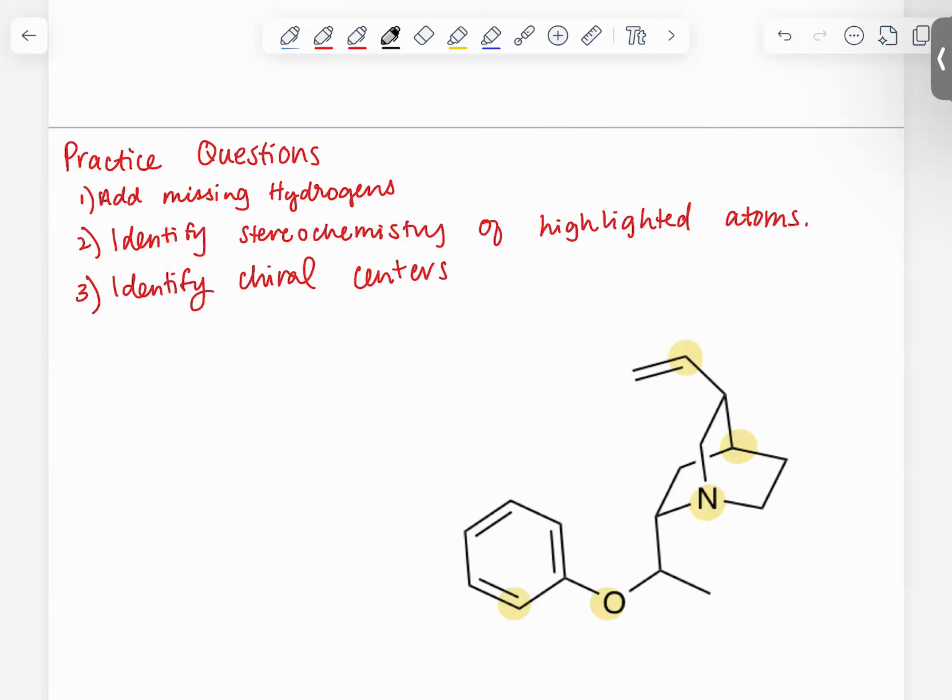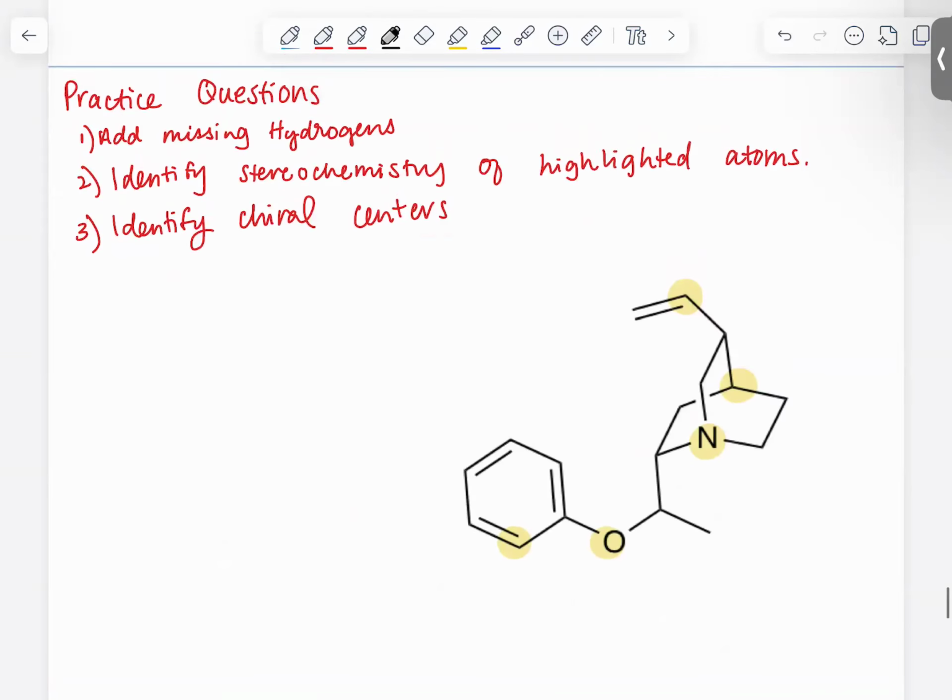Here's the first practice question I have for y'all. I got a random molecule, add the missing hydrogens, identify the stereochemistry of the highlighted atoms, and identify the chiral centers. And then I'm gonna have some brave people come up here and solve it on the iPad. Hopefully, if there's any volunteers. The way I can see that your camera is covered by the case of the iPad and you're holding it up like this.